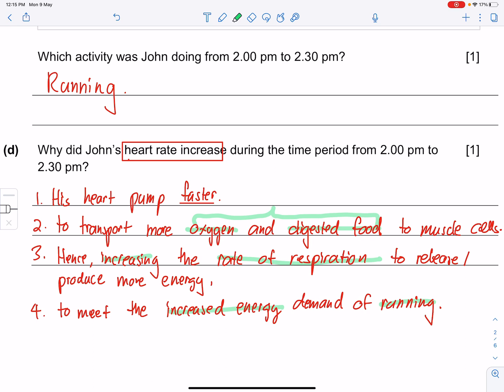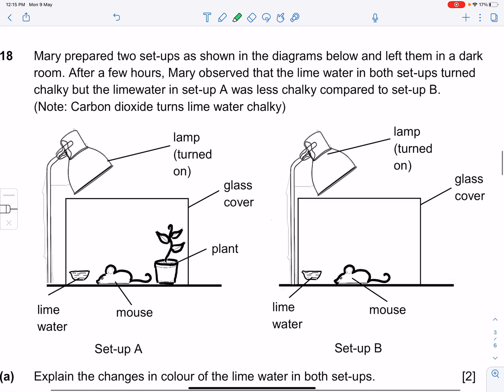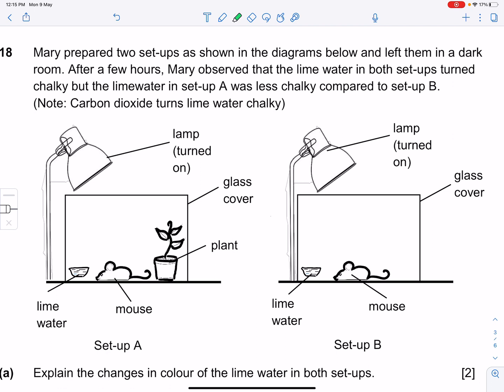Alright, moving on to the next question. Okay, this question, we've done it before, and yet it was very, very poorly done. So we need to then ask ourselves why.